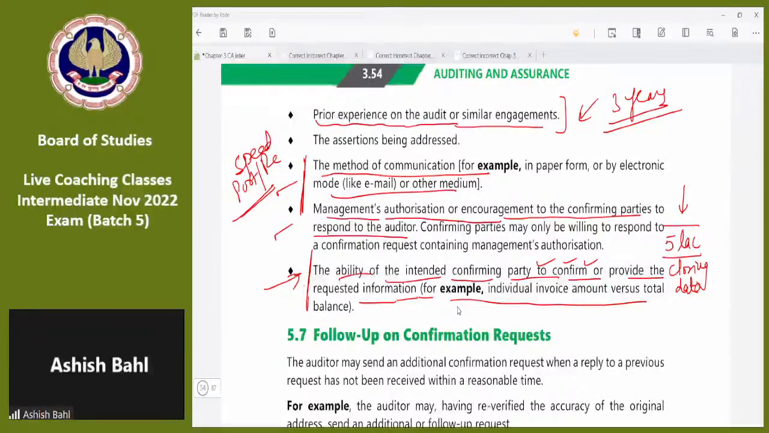Clear to you guys? Is it clear to you, Janvi, Dhanlakshmi? Is it clear?